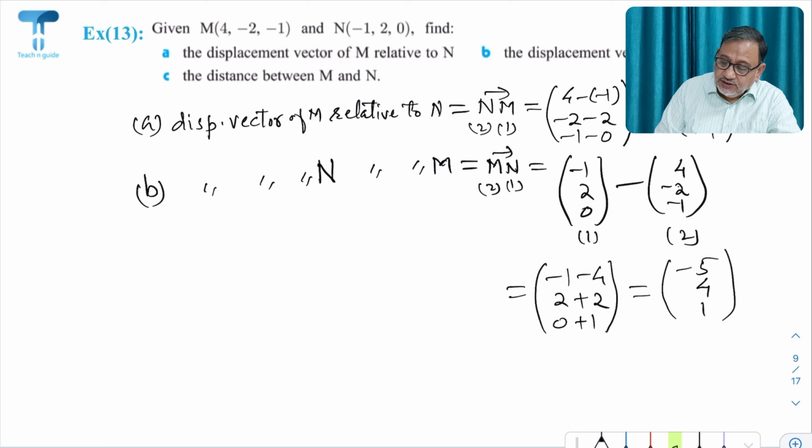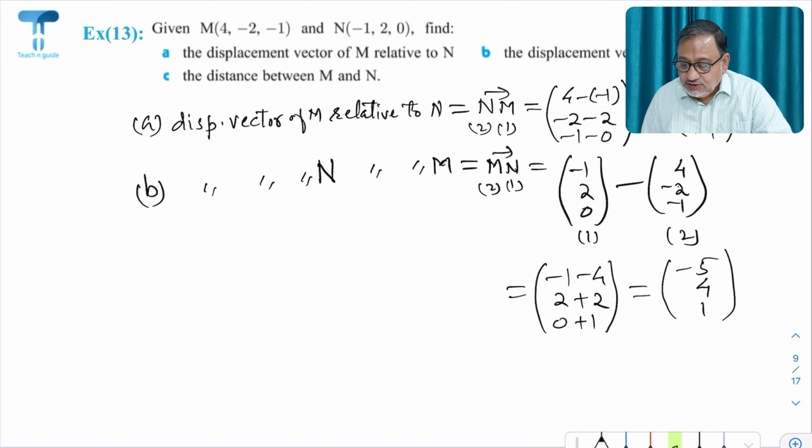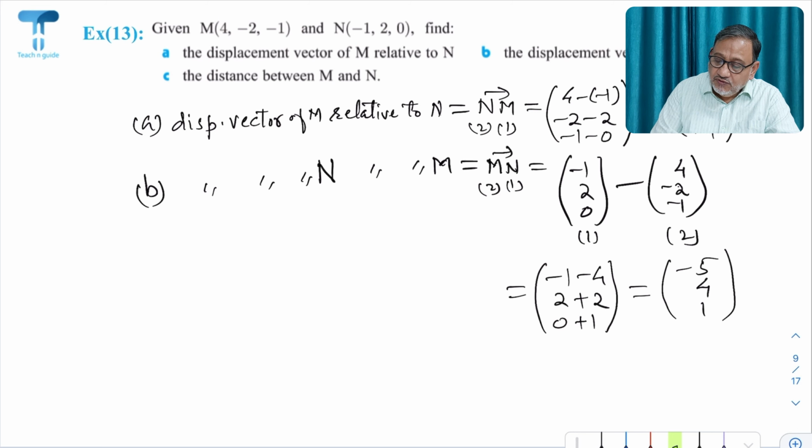So look here, exactly the change in sign is there because the direction has changed. First was 5, minus 4, minus 1. Now this is minus 5, 4 and 1. So it's exactly negative of the first vector, okay.